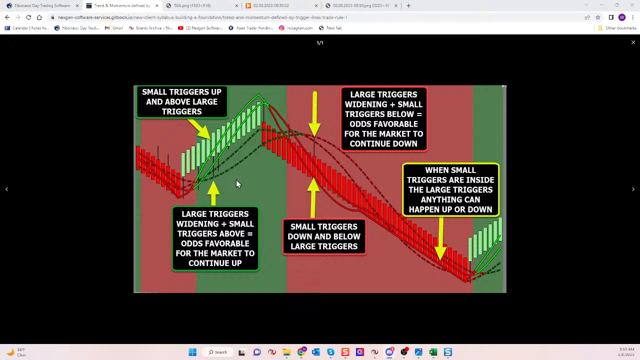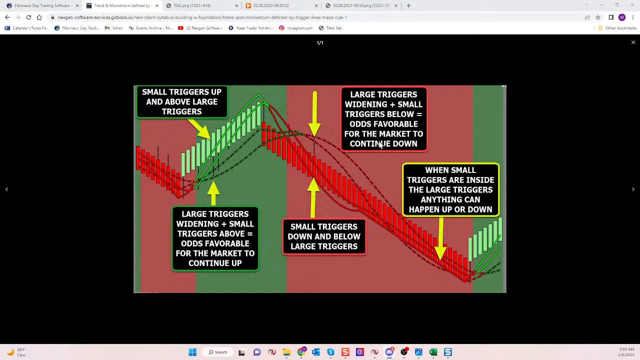So in an uptrend with a green background, here's the odds favorable momentum and where that phrase comes from. When the small triggers are up and above the large triggers, when they've accelerated away and created this space, the large triggers are widening, the small triggers are above, odds favorable for the market to continue up. That's where I coined this phrase from. So odds favorable momentum is synonymous with that strong trigger look. In a downtrend, when your background is red, the small trigger lines break below the large trigger lines, that space created, the odds are favorable for the market to continue down.